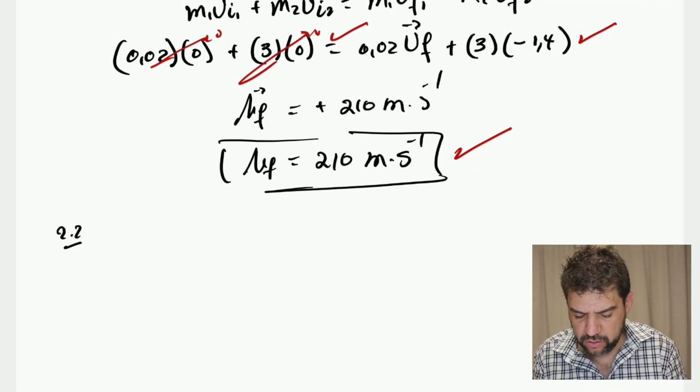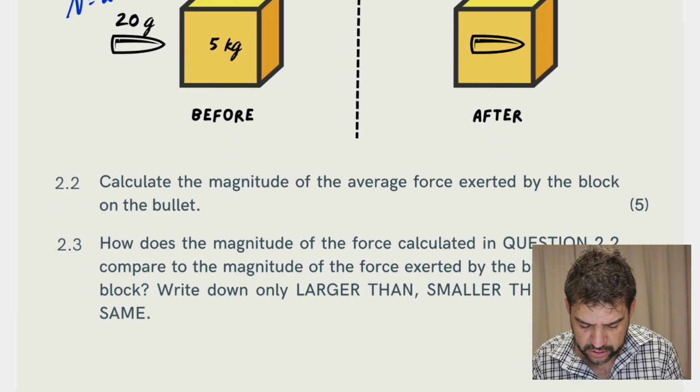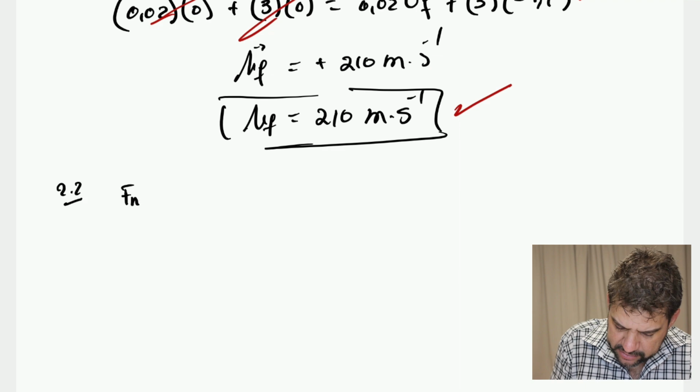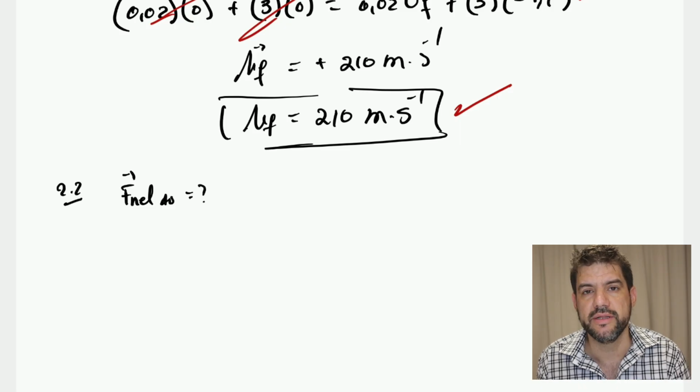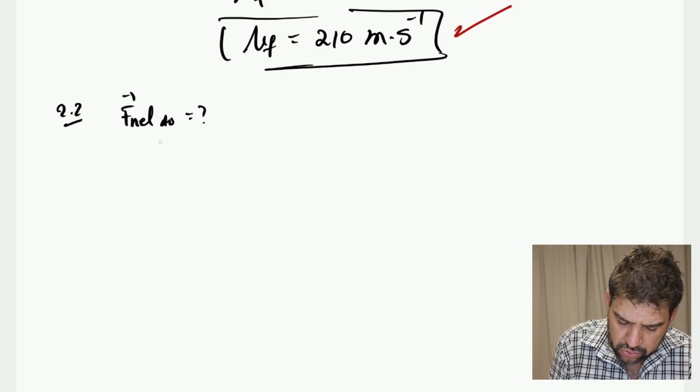2.2. Now we're looking for the magnitude of the average force. So we're looking for the net force, the net average force, if you will. That is the question mark. So we are going to apply Newton's second law in terms of momentum. All right, so what is that going to be?